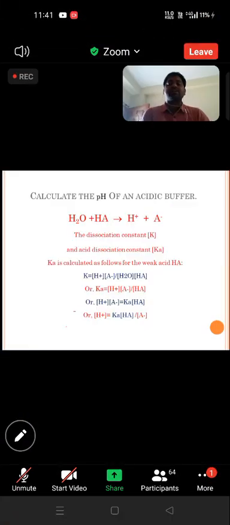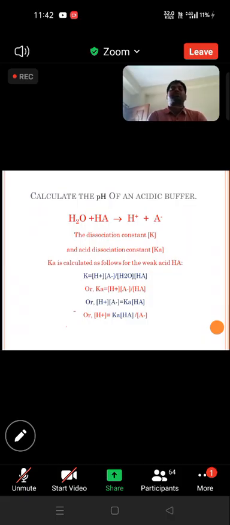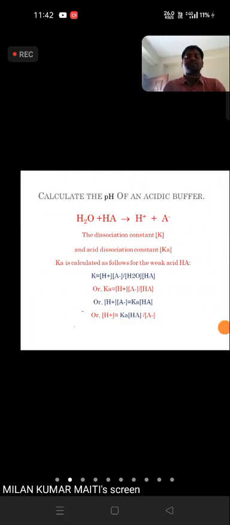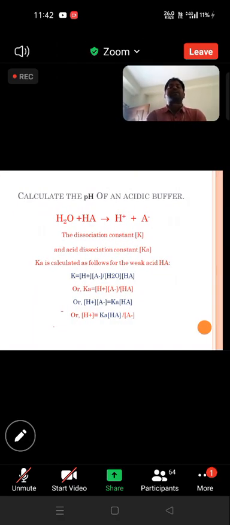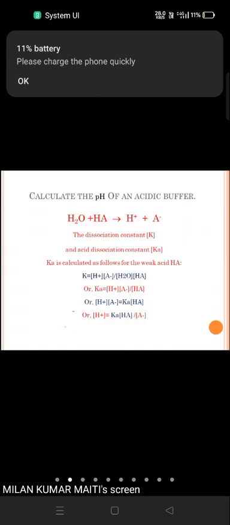HA is a weak acid. Its acid dissociation constant Ka can be easily calculated as Ka equal to concentration of H plus into concentration of A minus divided by concentration of weak acid HA. We need to calculate the pH, that's why H plus is taken on the left hand side of the equation. H plus is equal to Ka into concentration of HA, that means weak acid, divided by its conjugate base A minus.